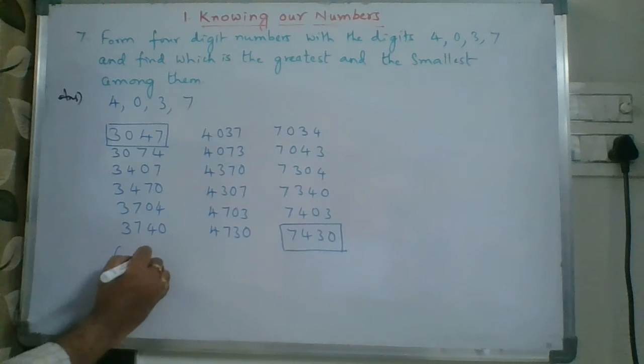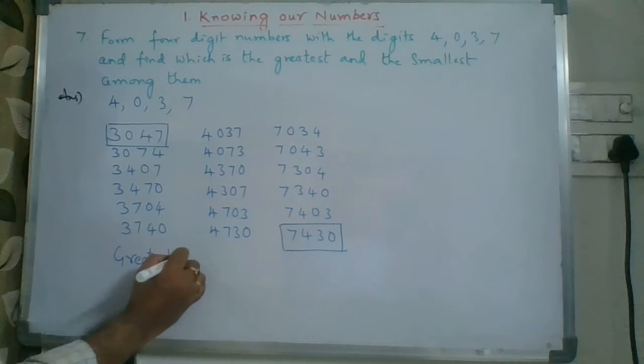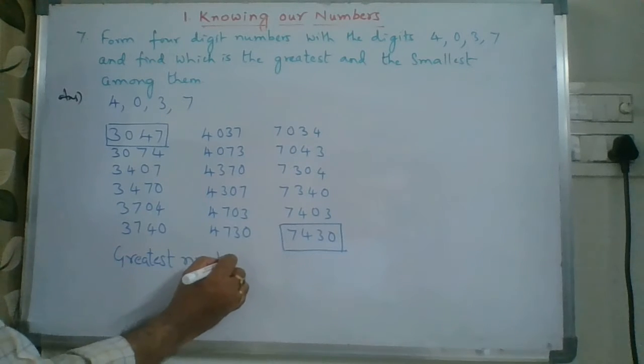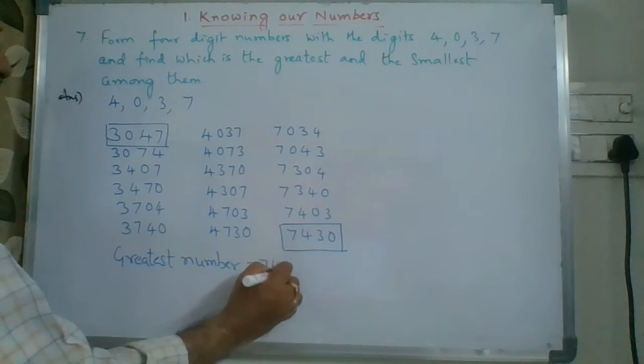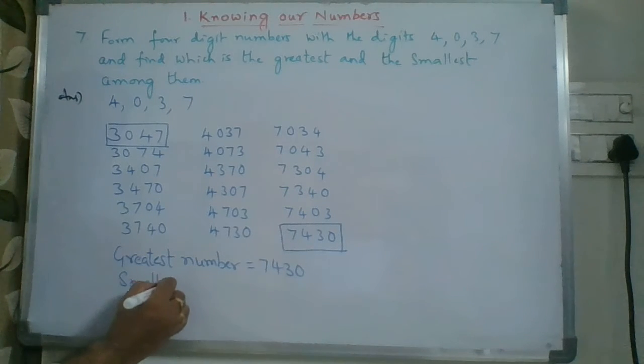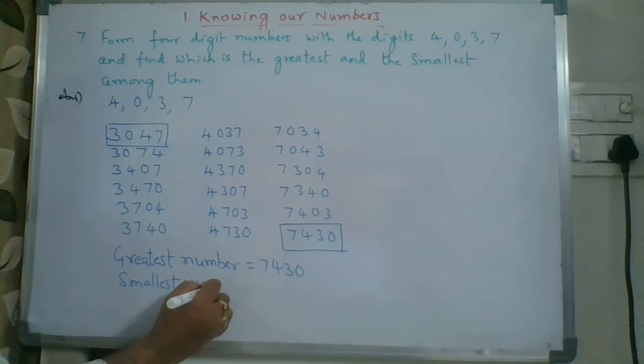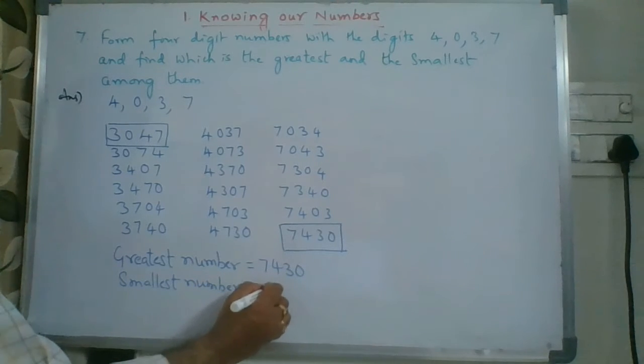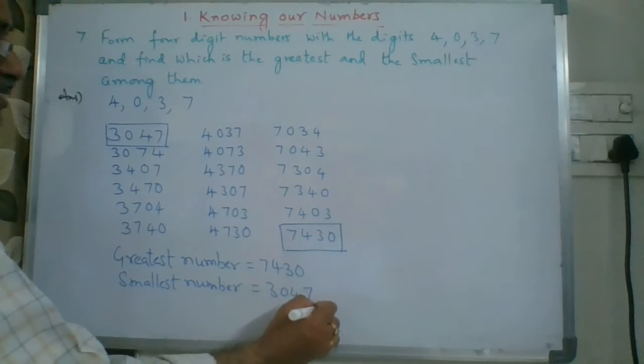That we write: greatest number is equal to 7430, and smallest number is what? 3047. Understood?